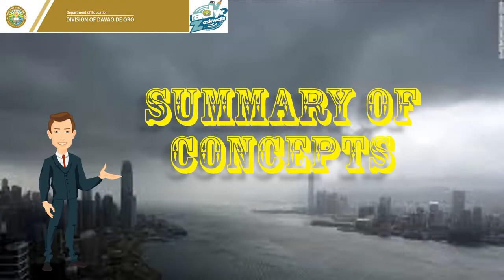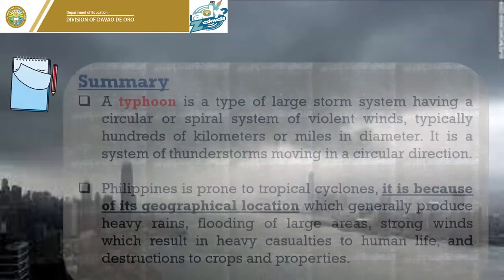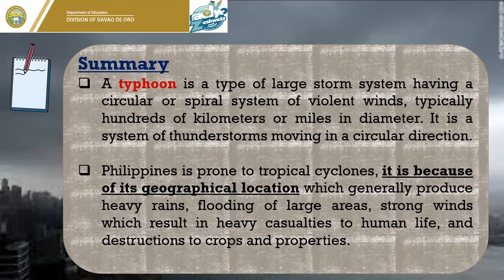Now we are down to the last part of the session, the assessment. But before we proceed to the assessment proper, let's have a little summary of the concepts that were discussed a while ago. As we all know, a typhoon is a type of large storm system having a circular or spiral system of violent winds, typically hundreds of kilometers or miles in diameter. It is a system of thunderstorms moving in a circular direction. The Philippines is prone to tropical cyclones because of its geographical location.